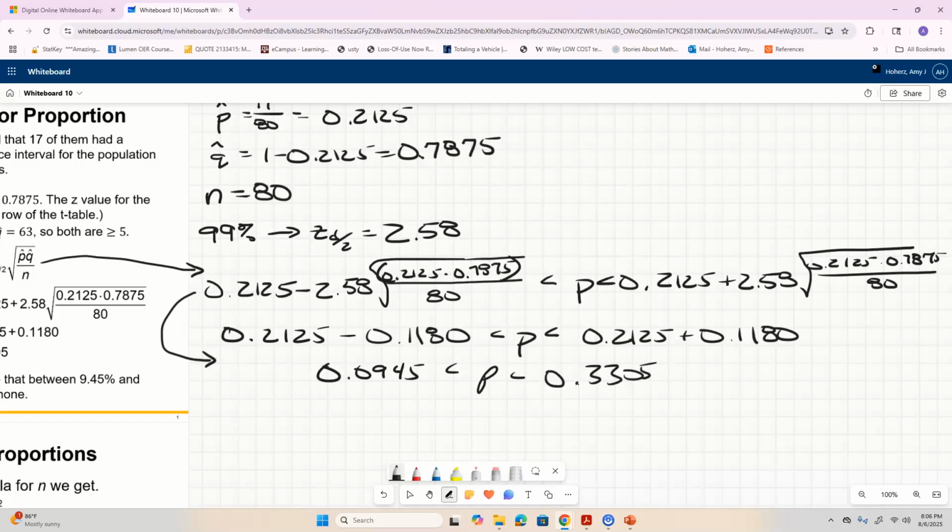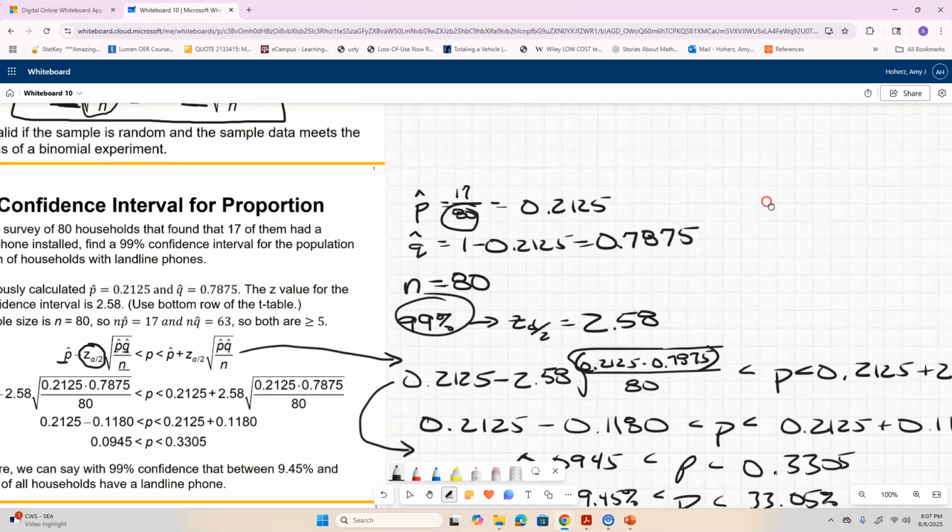Again, a pretty wide margin because for proportions, 80 is a pretty small sample size. With proportions, you tend to need a lot bigger sample sizes. And so 80 is pretty small for a proportion. And we're also trying to be 99% confident, remember. We are using a 99% confidence interval. So in order to be very confident, we end up with a pretty wide interval. So somewhere between 9.45% and 33.05% of households have landline phones.